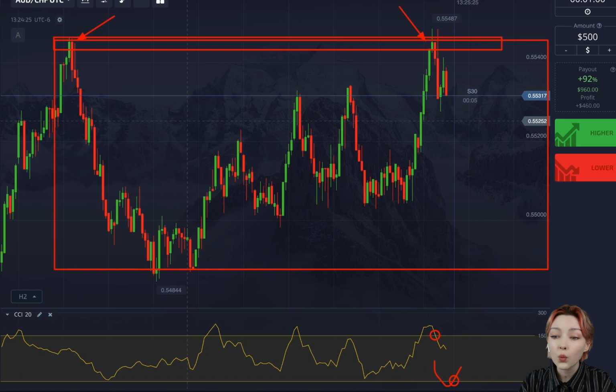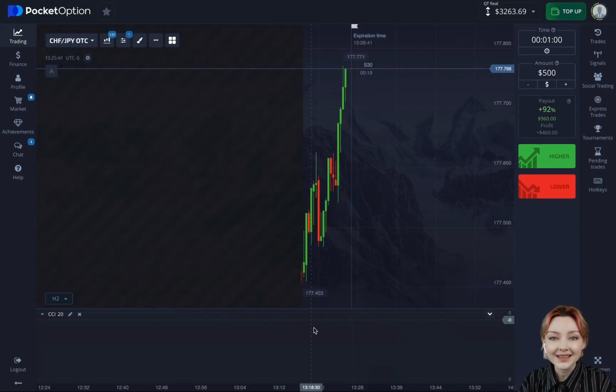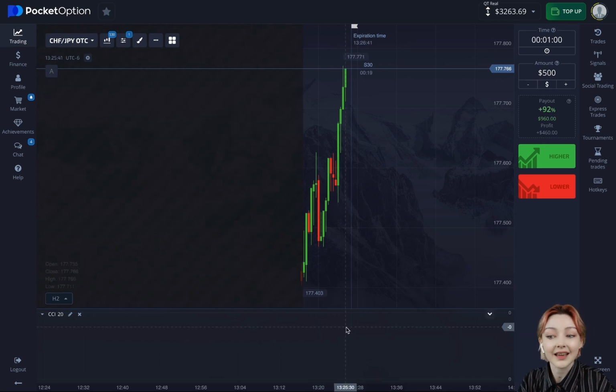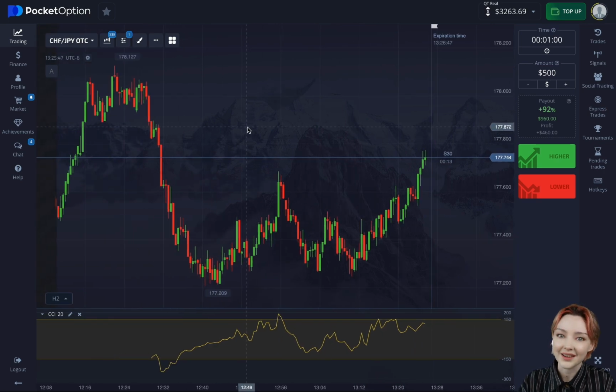So another criterion to look out for is either a sideways motion, or a so-called flat, or an encounter with an important horizontal level, combined together with the signal, exactly the one when the indicator gets out of a critical condition area. Only then do we make a deal upwards or downwards.